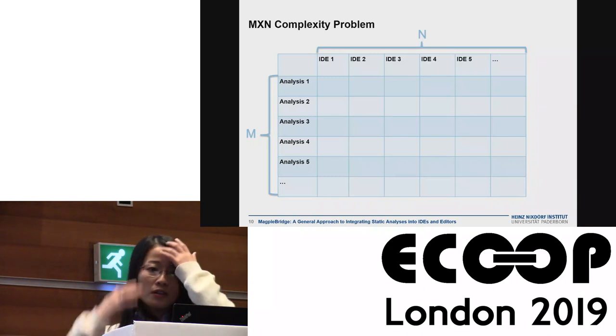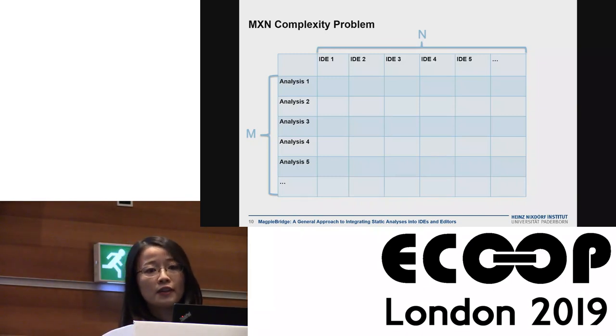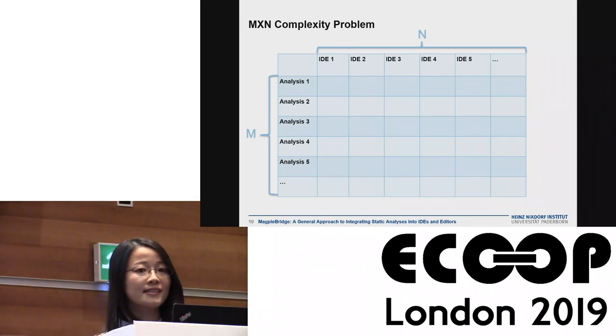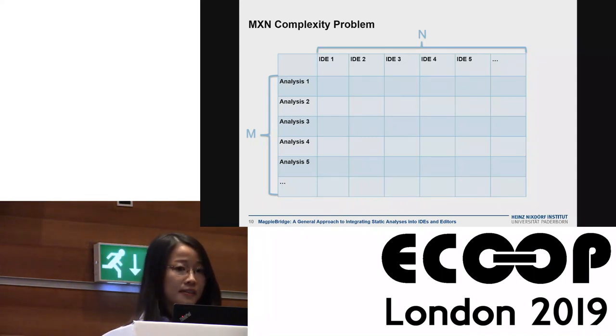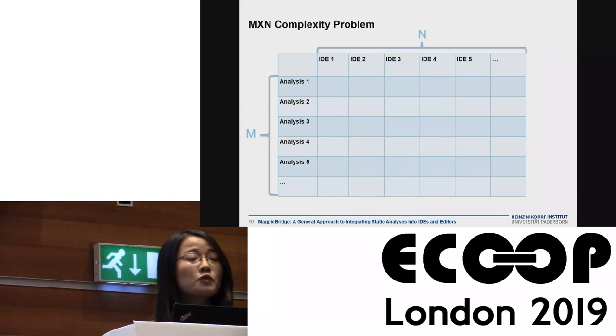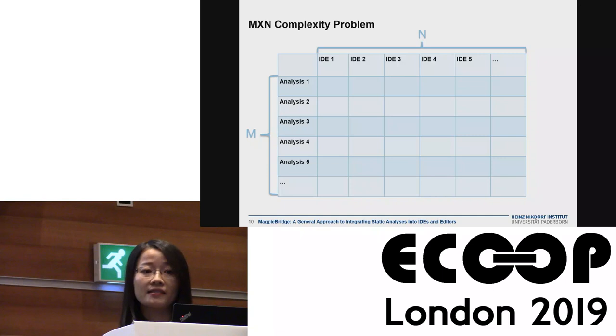Traditionally, tool integration is done by a plugin for each IDE. So one plugin for Eclipse, one plugin for IntelliJ, one for Visual Studio Code, and so on. Obviously, there's a lot of repeated work here since all the plugins for one analysis should actually work similarly in different IDEs. And you have to do this for each analysis. So assume we have M analyses and N IDEs, and we would like to have all these analyses integrated into all these IDEs. This means that we need to write M times N plugins. This is the so-called M times N complexity problem.